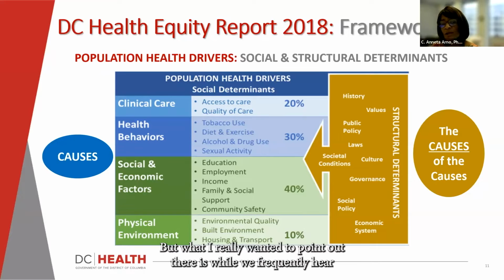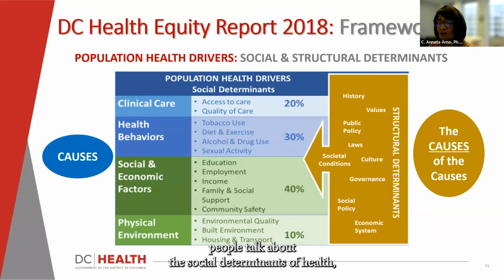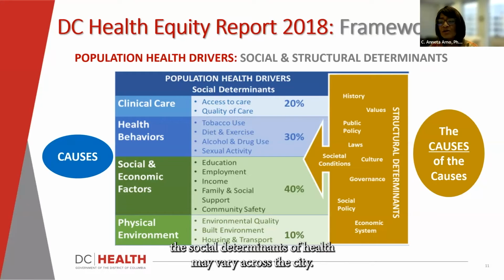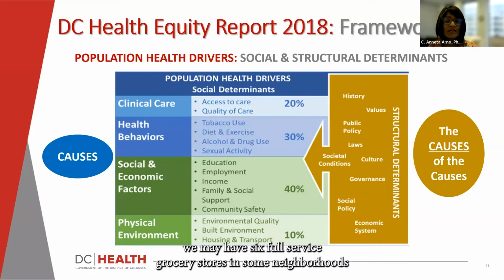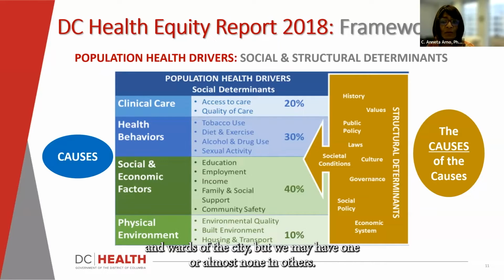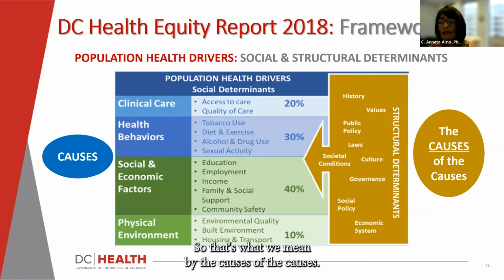But what I really wanted to point out here is, while we frequently hear people talk about the social determinants of health, the social determinants of health may vary across the city. So if we talk about grocery stores, we may have 6 full service grocery stores in some neighborhoods and wards of the city, but we may have 1 or almost none in others, right? So that's what we mean by the causes of the causes, and it really comes down to history and values and policy.